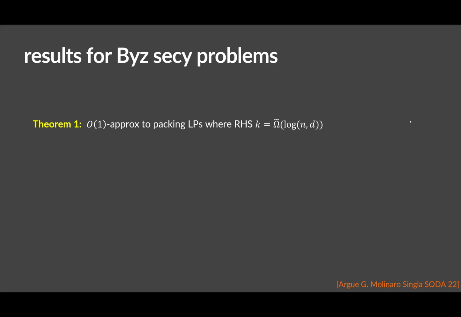So here's the first result I want to show you, perhaps the only result. I'll give you a constant approximation for packing, as long as the right hand sides are something like log. This should be compared to the previous results, where I was getting a 1 minus epsilon approximation, where the right hand sides were something like log divided by epsilon. I don't know how to get 1 minus epsilon results; this is still an open question. If I make more and more assumptions, I can do something.